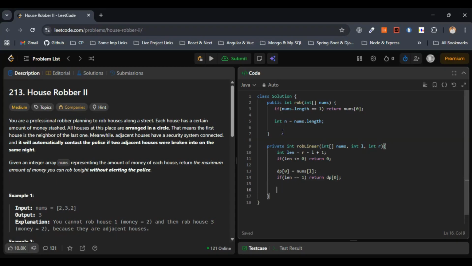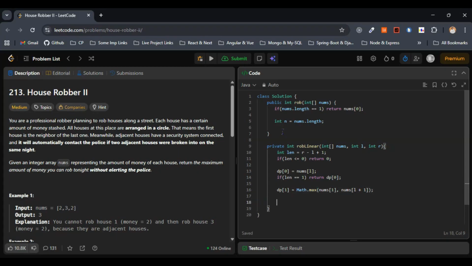For the second house in the segment, we have to choose the max of the first or the second actual values, according to the approach that we have discussed. So dp of 1 will be Math.max of nums of 1 along with nums of l plus 1. So this is fine.